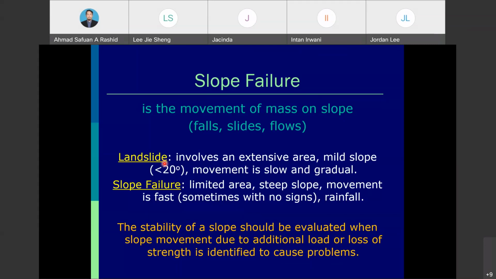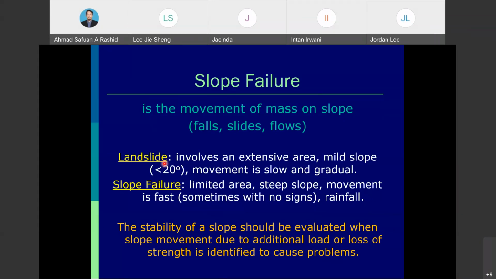The other one is the slope failure. It occurs in a localized, limited area, while the slope is a little bit steeper compared to the landslide event, greater than 20 degrees. The movement is fast, sometimes with no sign. Normally it happens due to the influence of rainfall, which infiltrates inside the slope surface or slope structure.